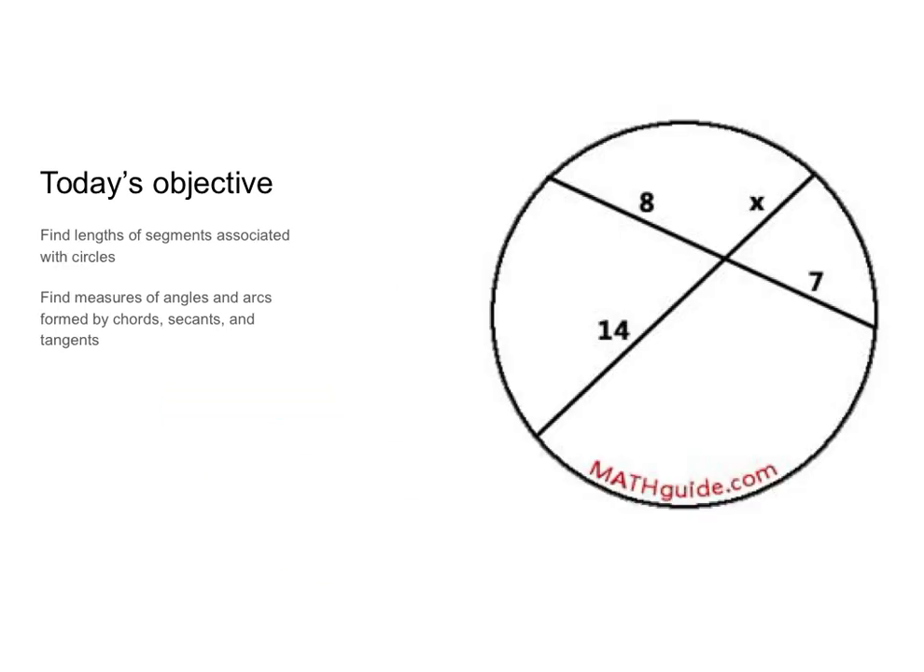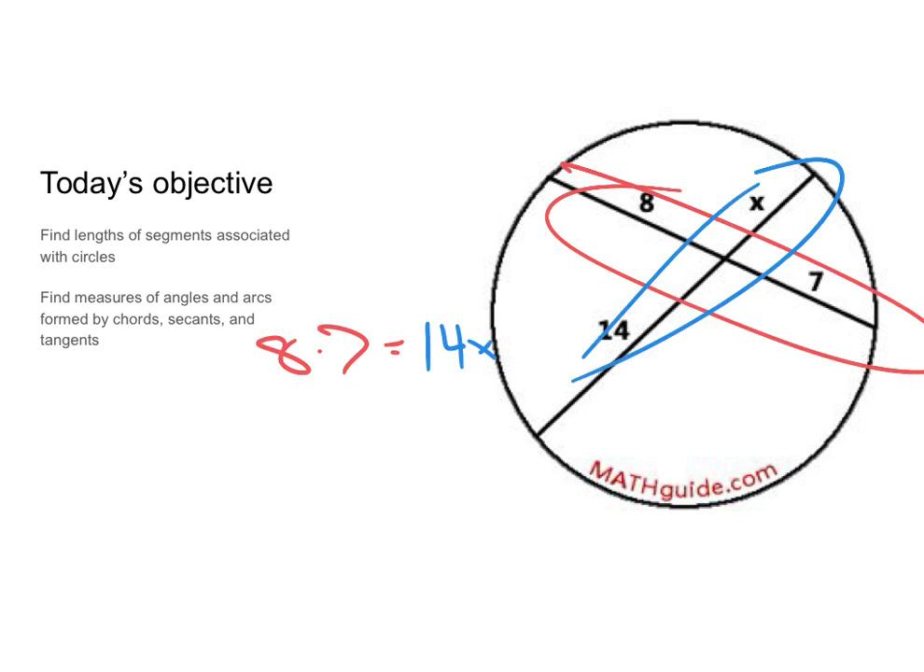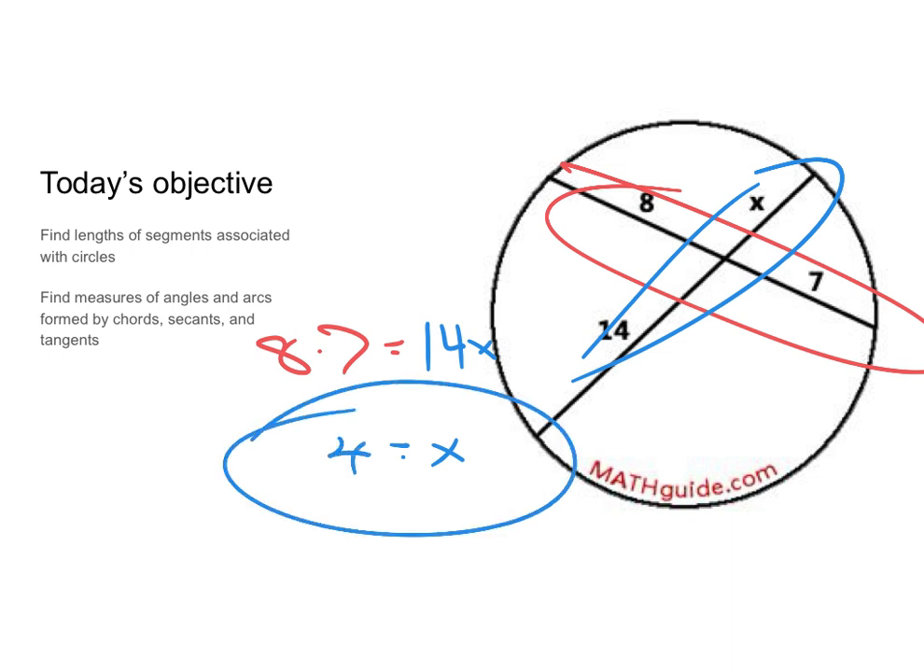Example number 1. Again, when we have chords intersecting inside the circle, we just have to find the product of the segments within the segments and set them equal to each other, like this. 8 times 7 is going to equal 14 times x. Do the math and solve. Our answer is going to be 4.